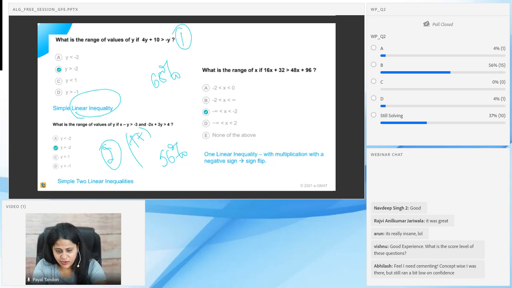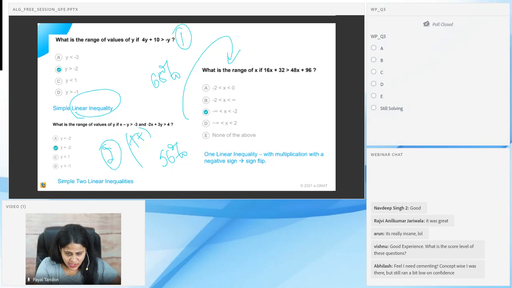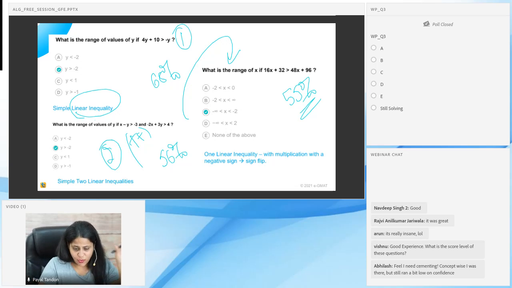Now, when you come over to this question here, question number three, here there is a further increase in the difficulty level. And what you can see is 55% of the students got this question right. Now, again, what's happening over here is you need to flip the sign of the inequality, and I'll walk you through that also real quick. Okay, so this is for linear inequalities.